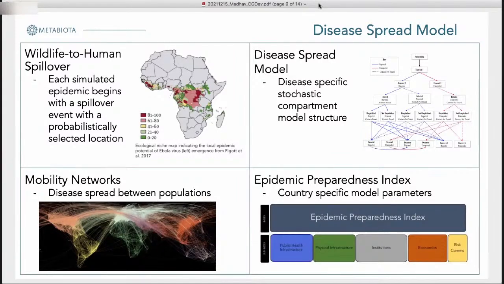So I could spend a whole hour on this, but we don't have that much time today. The disease spread modeling component in itself has many different pieces to it. We're looking at wildlife-to-human spillover. There's a lot of work that's been done on this, and we're able to leverage some of that. But sometimes these don't exist, and we have to create them ourselves as well. Then there's the disease spread modeling, the SEIR kind of model that I talked about, epidemiological spread. Mobility networks are also built in, and then the preparedness levels of the different countries.